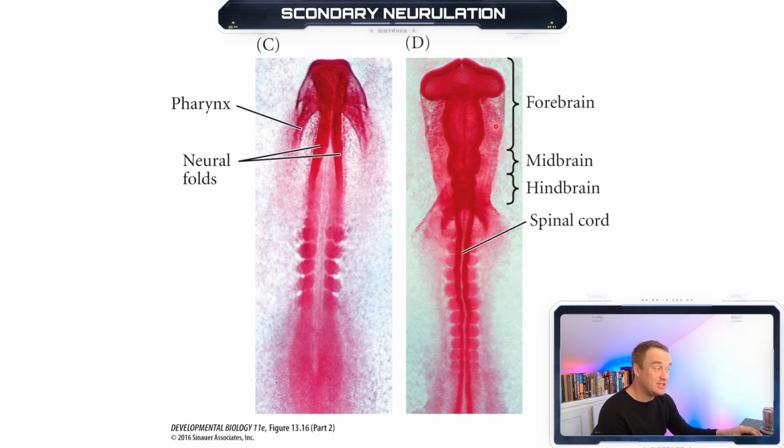The neural tube remains open at the most anterior portion. So at the very top of your forebrain, it remains open. And you get the optic bulges. Those are these, which will eventually develop into the retina.